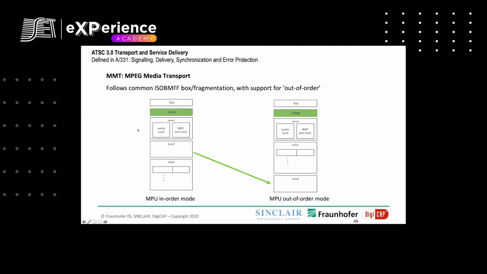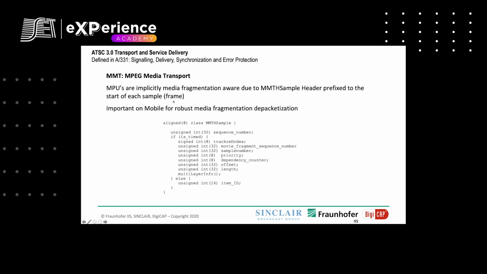MMT supports what's called out-of-order mode. This out-of-order mode allows the MDAT to be delivered before the MOOF, which contains the track metadata. MMT provides, at the start of each sample, an MMTHSample header prefix, which allows us to understand its sample number, i.e. which frame, its offset, and its length, to allow for robust depacketization and decoding on mobile devices. This is extremely important because there may be lost or dropped frames that would not otherwise be able to be recovered in ROUTE/DASH, but in MMT, the decoder can easily skip over them and still provide a linear AV essence for the viewer.